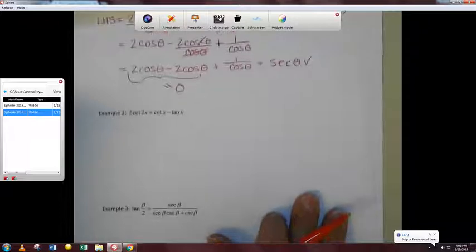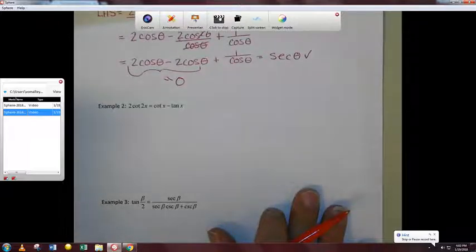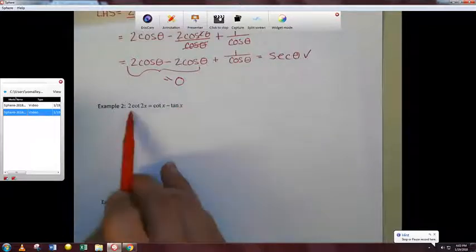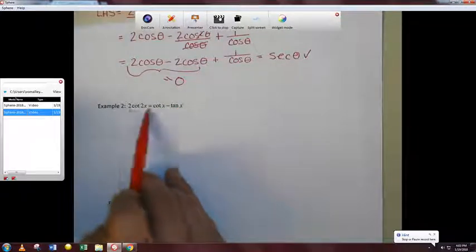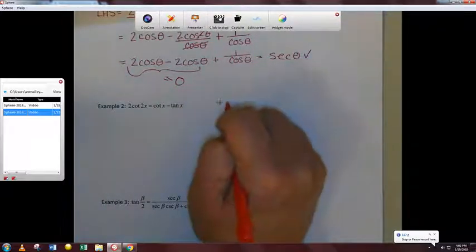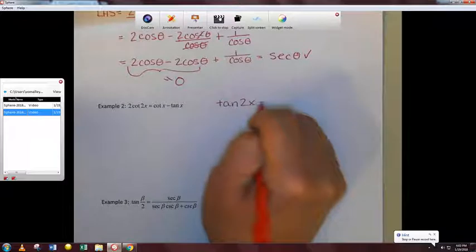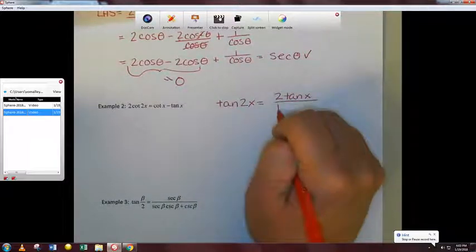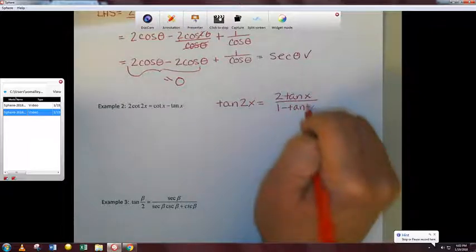On to example 2. Alright, now it looks like the right-hand side is more complicated than the left-hand side, except there's an identity for tangent of 2x. The identity for tangent of 2x is equal to 2 tangent x over 1 minus tangent squared x.